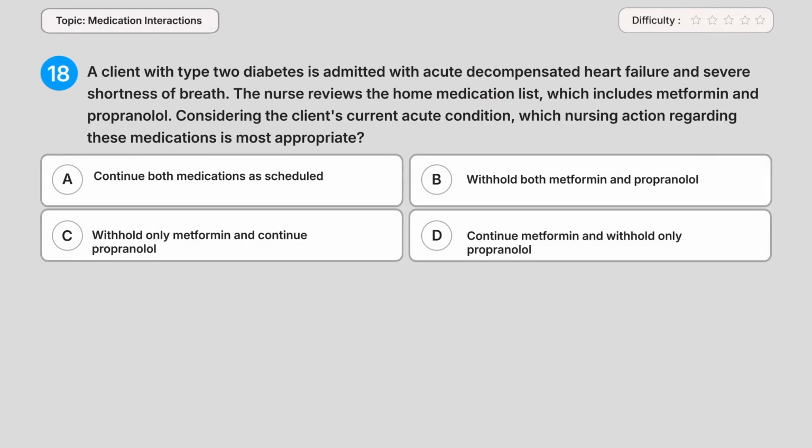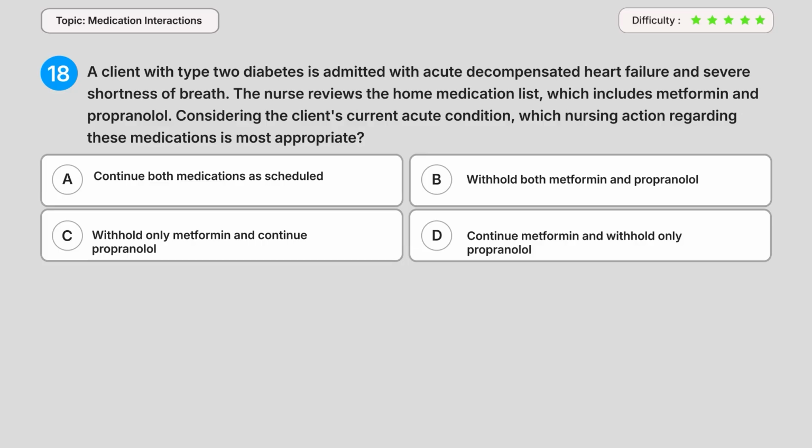18. A client with type 2 diabetes is admitted with acute decompensated heart failure and severe shortness of breath. The nurse reviews the home medication list, which includes metformin and propranolol. Considering the client's current acute condition, which nursing action regarding these medications is most appropriate?